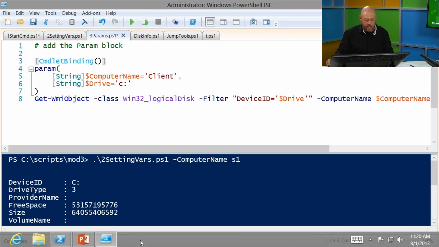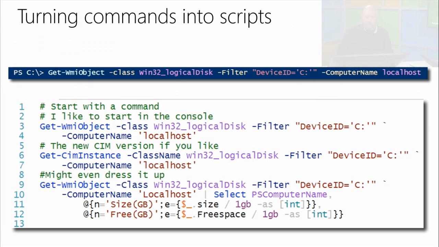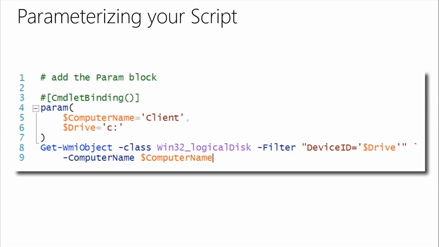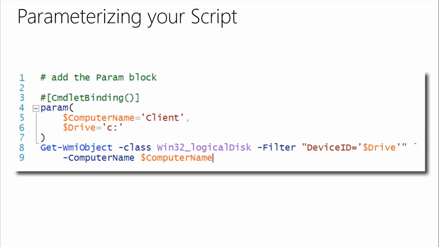And let me go ahead and catch us up in the slides so that everybody knows where we're actually going to be at. So we've chosen our variables that we want to parameterize. We put them in there. We added param, and now we've added commandlet binding. So far, so good. Now that we've parameterized the script, let's talk about the difference between a parameterized script and a function, though.